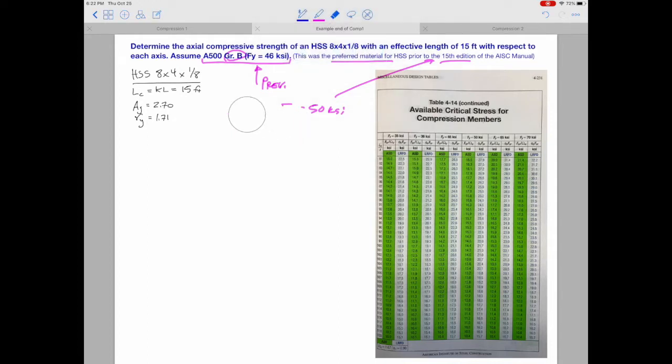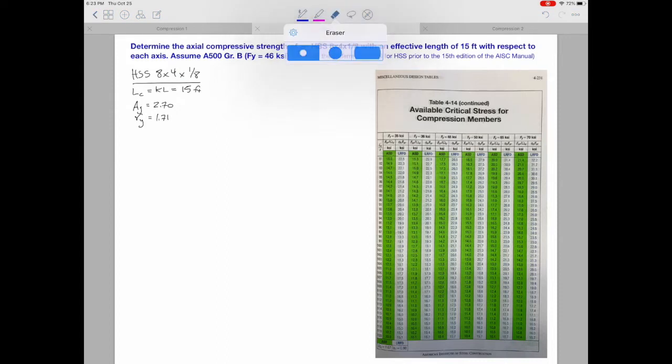Okay, well, all of that aside, let's go ahead and we've got this given. This information is given, so we can do the problem with the old material. There's still a lot of this around, so you might encounter it for a few years. Okay, so I was given the section, I was given the effective length, so I went into the dimension section and I found Ag and I found ry.